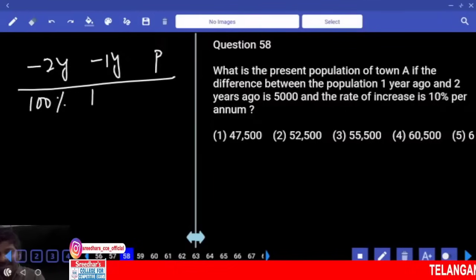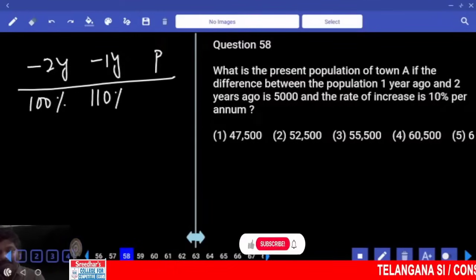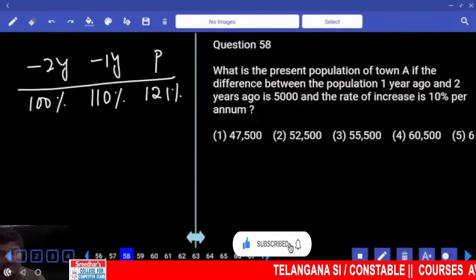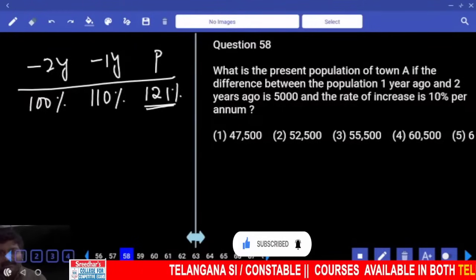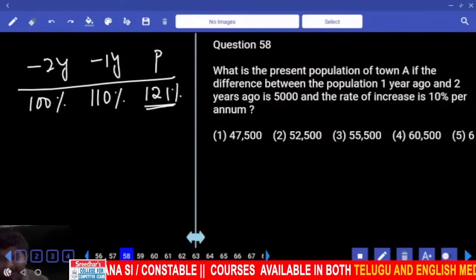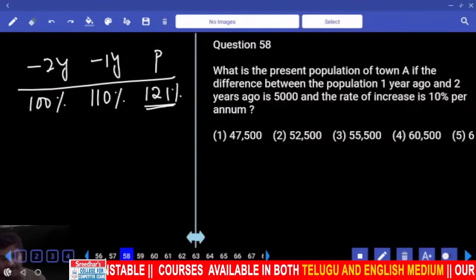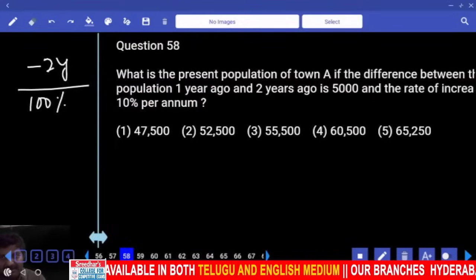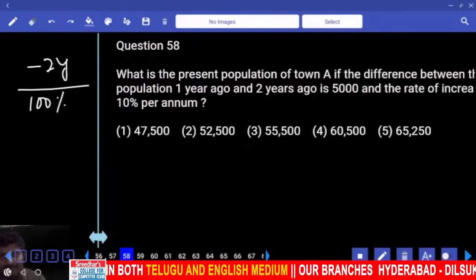10% increased. It becomes 110. Again 10% increase, 121%. Correct? So finally we need the 121% value. It is an 11 multiple. Answer must be an 11 multiple. Go to options and see how many options are 11 multiples. Only one. Which option? Fourth option.